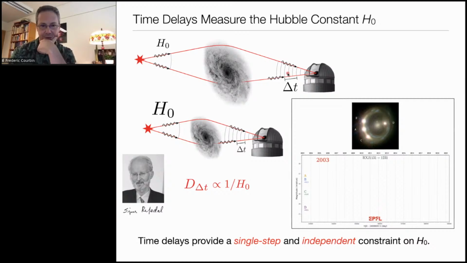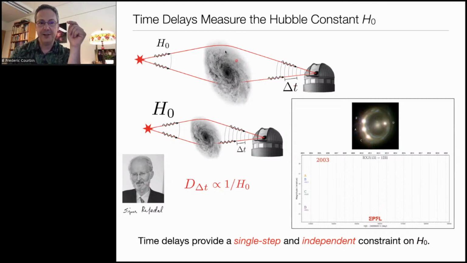And the thing is that because of two reasons, first because these optical paths are not the same, and because the potential well of the lens galaxy here and here is not the same, photons in one path are delayed with respect to the other. And this is the time delay.